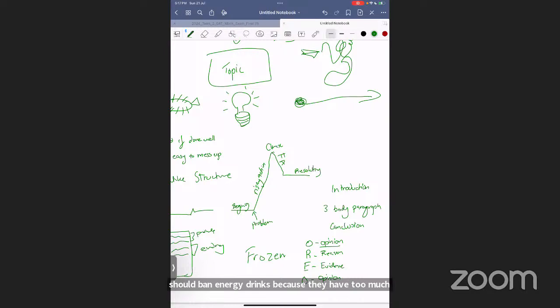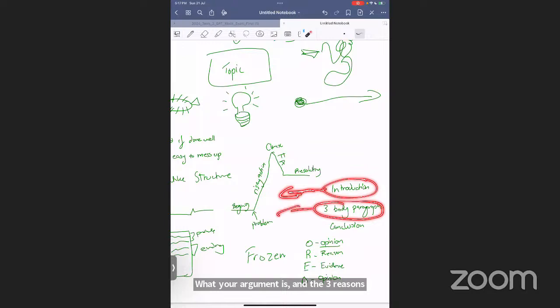Do you guys understand? So this is basically what you need to follow. If you guys do a persuasive text, make sure your paragraphs have this sort of format. Your introduction, where you'll tell us what your argument is and the 3 reasons that you have. Then 1 paragraph for each of the reasons, and then a conclusion where you wrap up what you've just said and why you believe it, right?